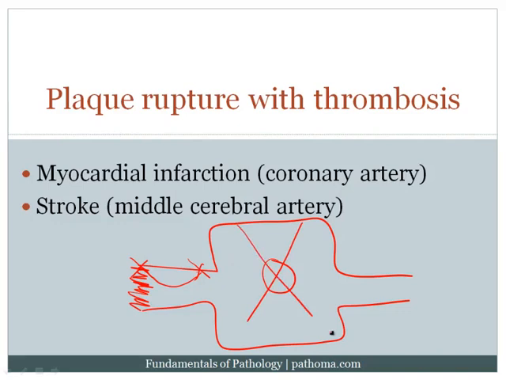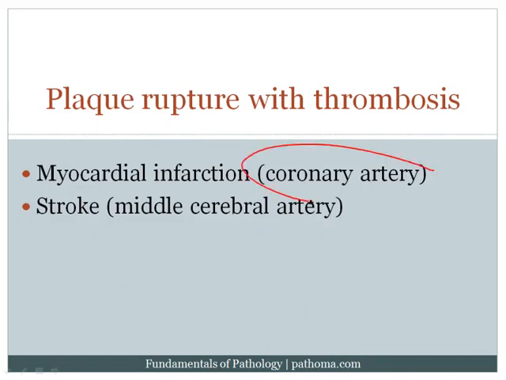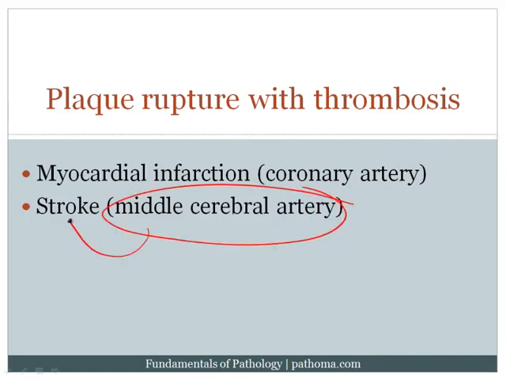It's usually due to plaque rupture with thrombosis. So the examples would be, if this occurred in the coronary artery, the patient would develop a myocardial infarction. If this occurred, for example, in the middle cerebral artery, the patient could develop a stroke. So that's a second complication of atherosclerosis.